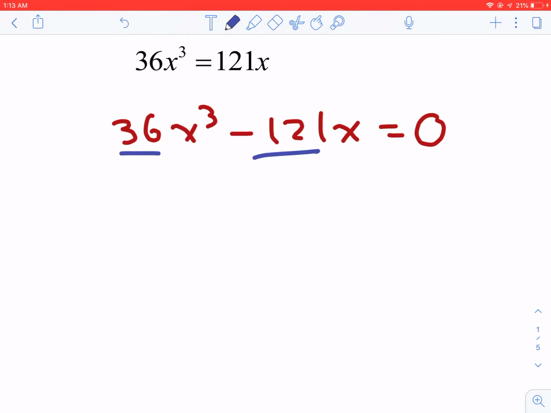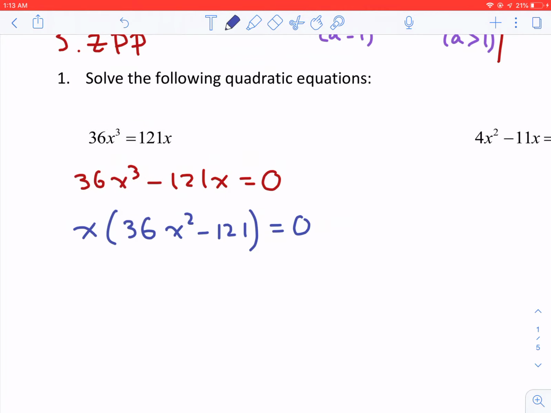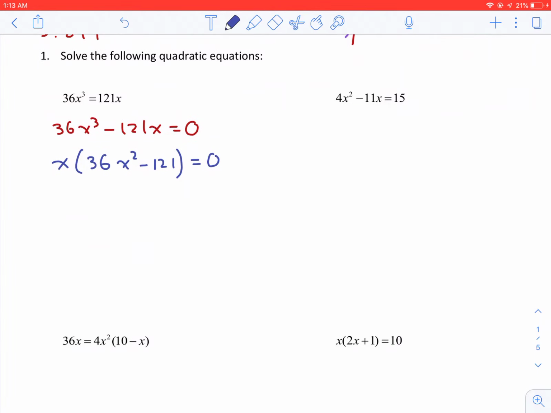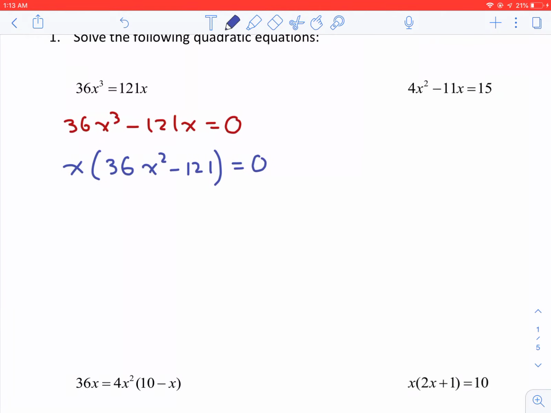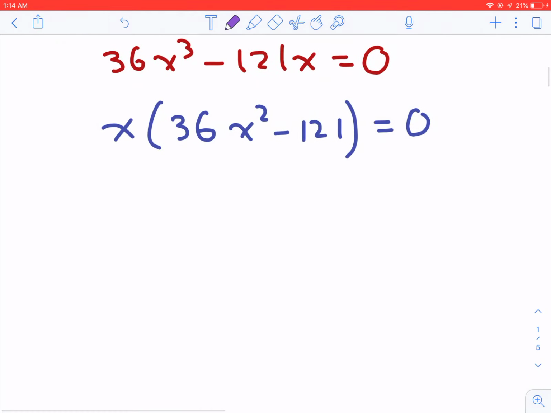36 and 121, I don't think anything goes into both of them, but I do notice that both of these have an x. So I can factor out an x, and I get 36x squared minus 121 equals 0. And by the way, these are harder problems, some of them at least, especially this first one I think is a little challenging. But these are all things that we've done and talked about.